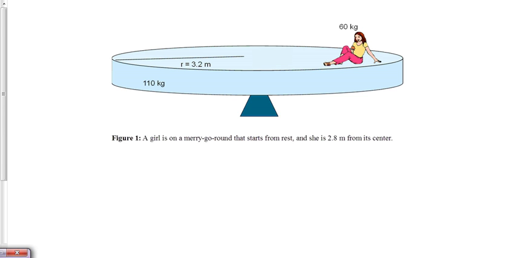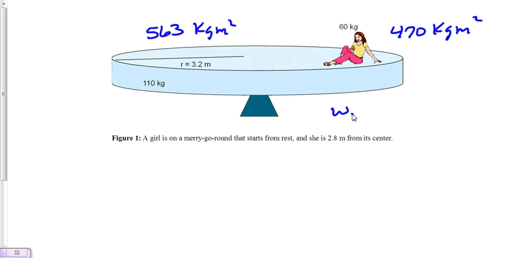Okay, this is part 2 of our previous question. Let's record significant values that we've already done. The moment of inertia for the disk was 563 kilogram meters squared, and the I for the girl was 470 kilogram meters squared. And we found the final velocity once we accelerated the rotating platform, and I'm going to label that as omega 1 for right now, because that will be our omega 1 for this example, is 3.1 rads per second.